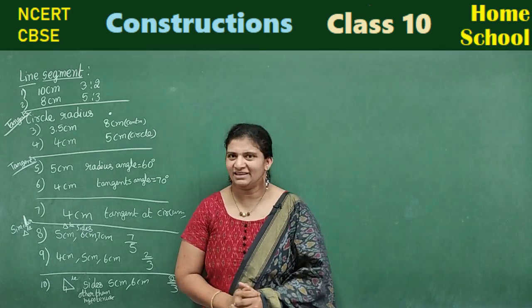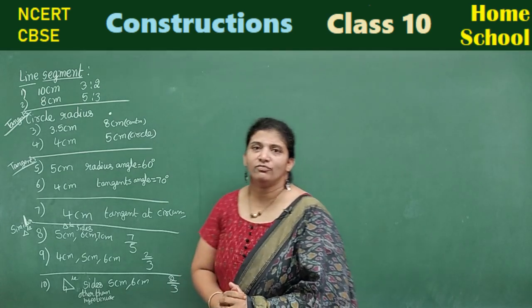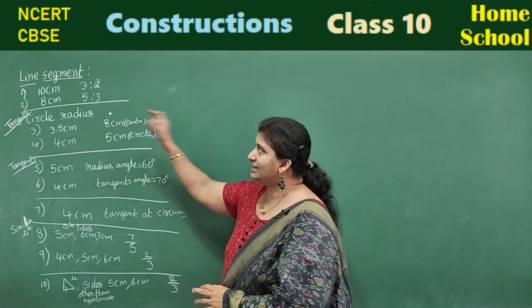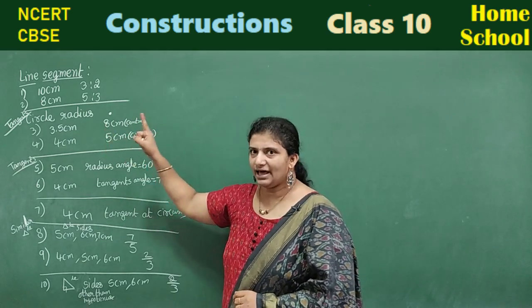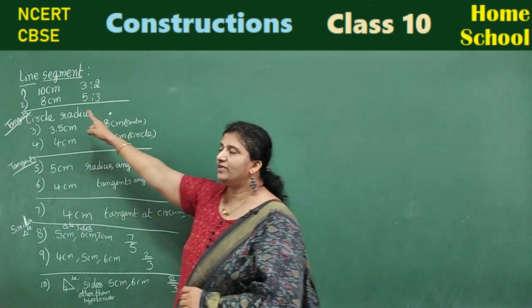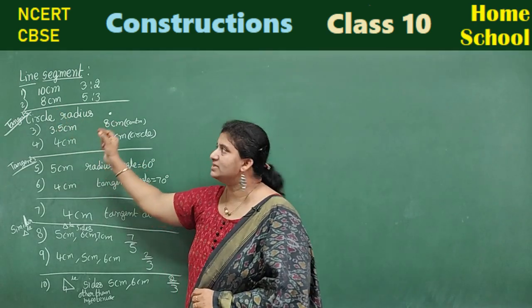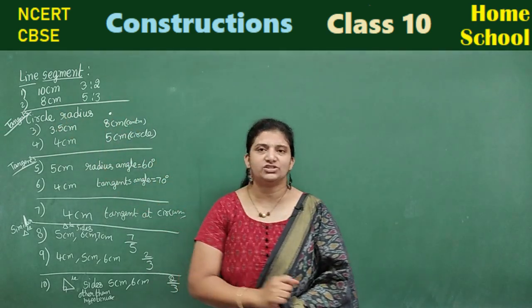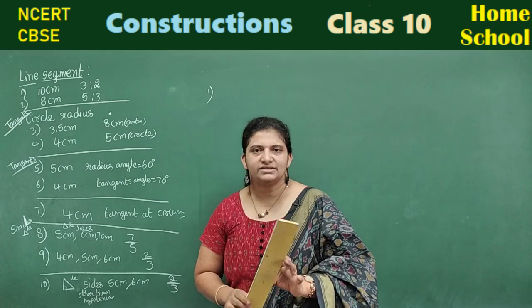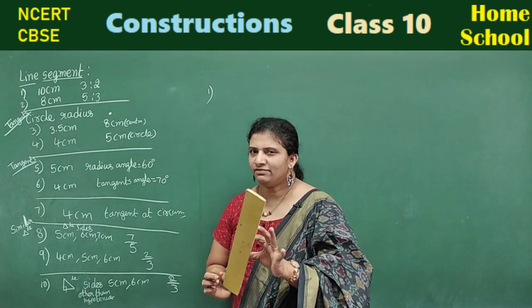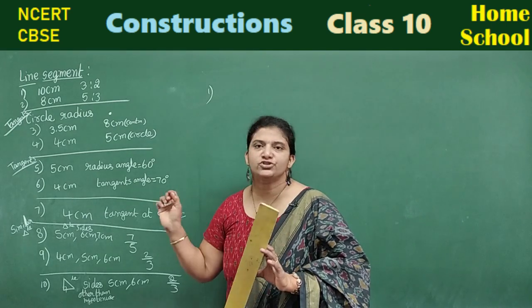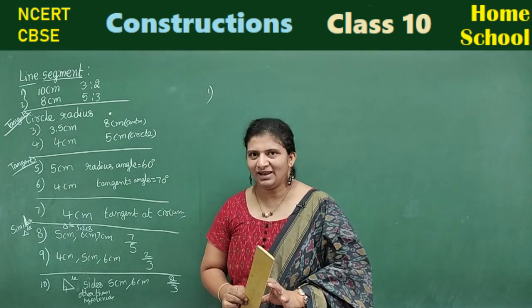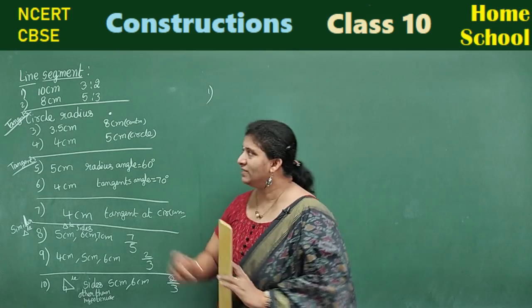Okay, let's begin here. First variety of problem, that is line segment, I have written. Try to understand. Divide a line segment of length 10 centimeters in the ratio 3:2. These constructions I may do on the board with a rough measurement, but you please do in your fair notes with actual measurements. Okay, let's begin our first problem.